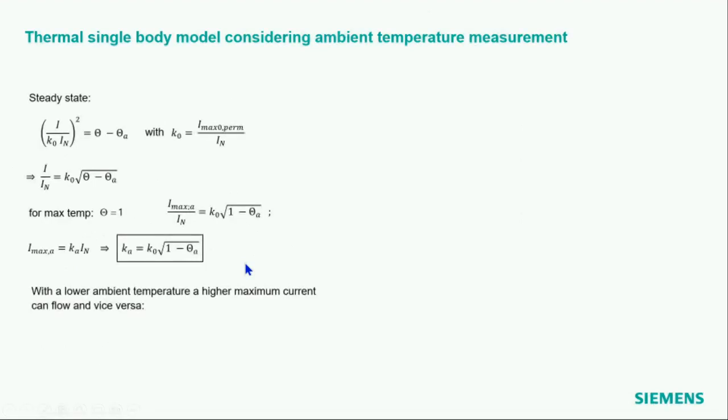What do we see here? If now my ambient temperature is smaller than the reference temperature, so this theta A, this normalized value, is smaller than zero, then my Ka is bigger than K0. That means I can put more current into the motor. It's clear because it's colder outside, so more heat goes out of the motor. And the other way around, if my temperature is bigger than the reference temperature, my Ka is smaller than K0. That means I cannot put in so much current into the motor because it's already hot outside.